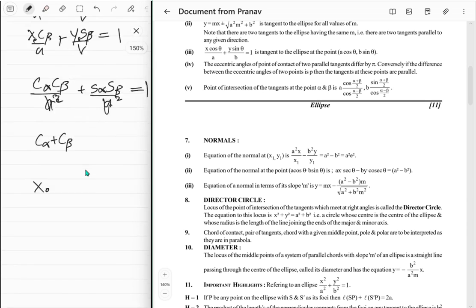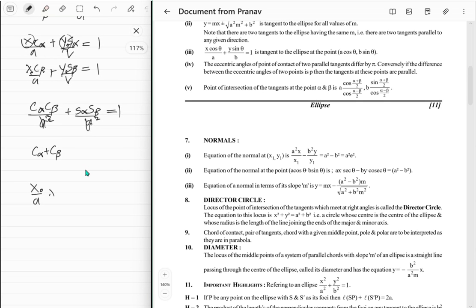So I'm thinking, okay, x naught upon a times x plus y naught upon b times y equal to 1. This thing is satisfied by cosine alpha upon a and sine alpha upon b, and cosine beta upon a and sine beta upon b, right? So both of those satisfy this equation, at least you can say that. Okay, understandable.